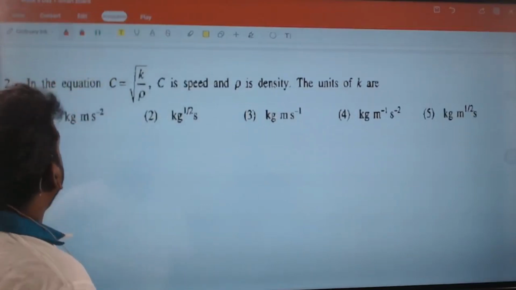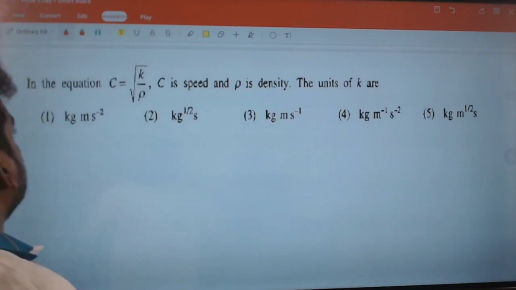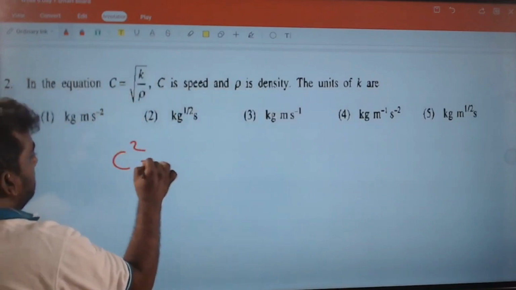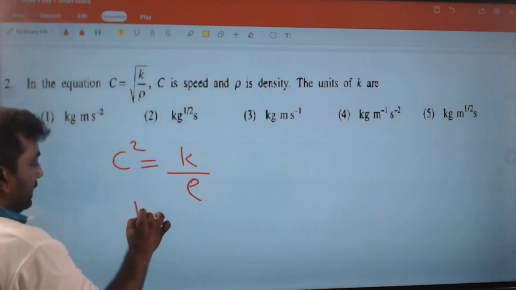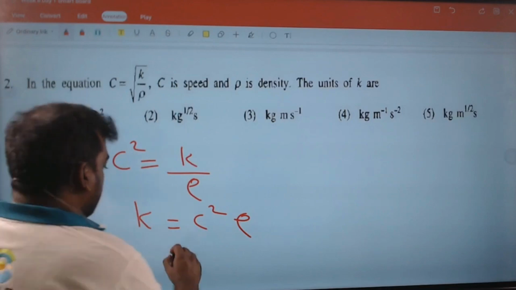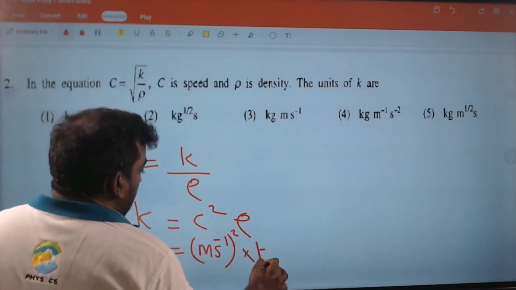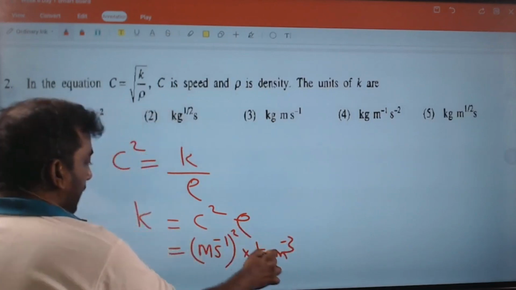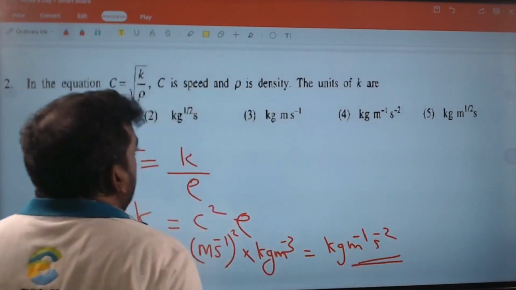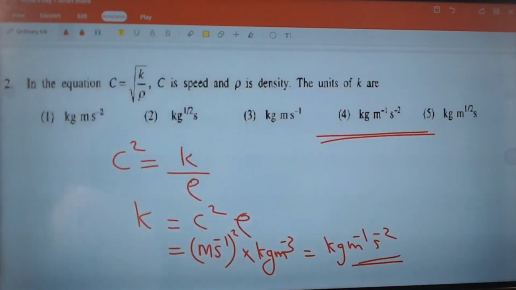Next one. In the equation, C equals root of K over rho, units of K are. So here, square both sides. K is equal to C squared rho. If you simplify this, C is going to be speed, so meters per second squared, kg m minus 3. M squared s minus 2, kg m minus 3, kg m minus 1 s minus 2, answer number 4.